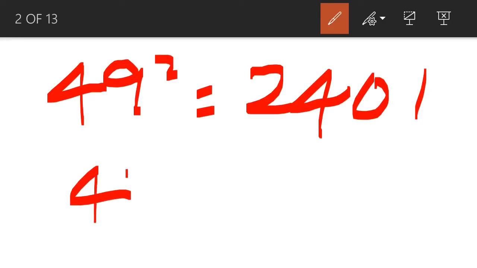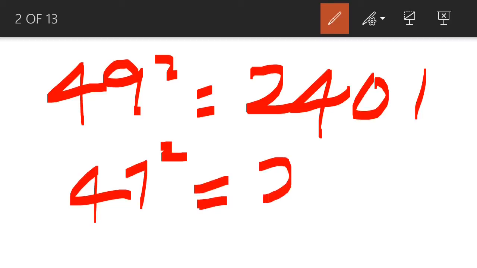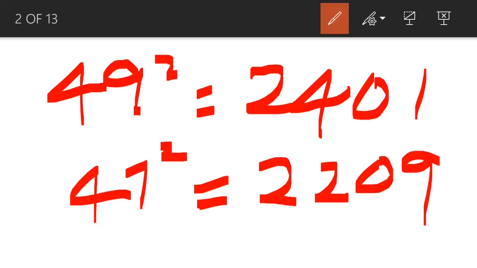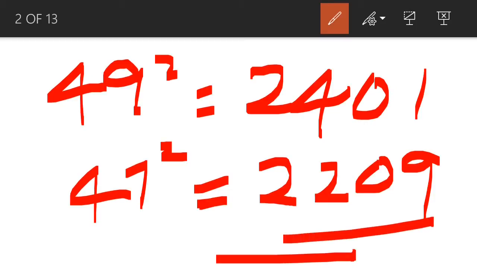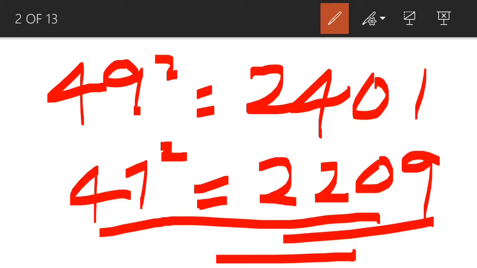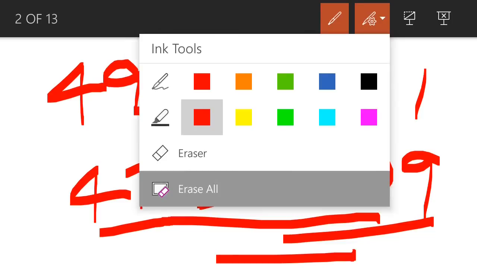And 47 square, 47 square is 22 and 09. This is the answer by seeing it. So I can come up with the answer directly. By seeing the numbers, I can write the answer. There is a trick behind this, so let me explain the trick.